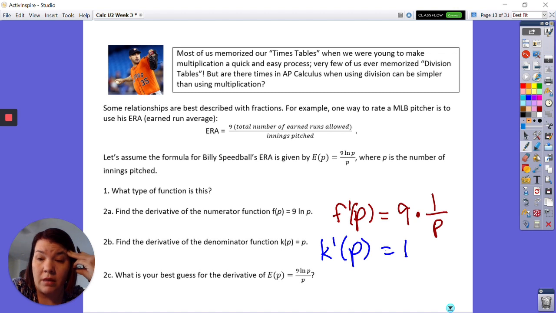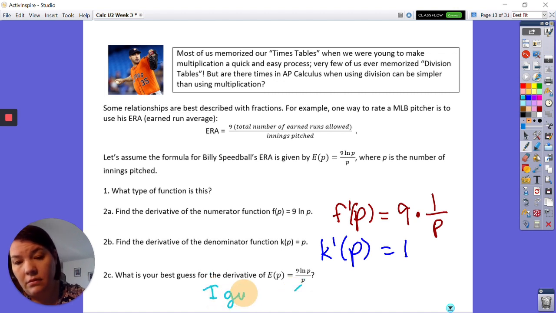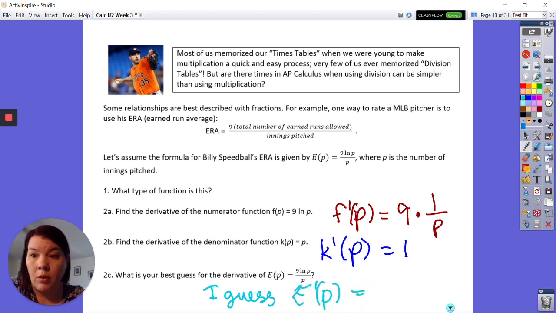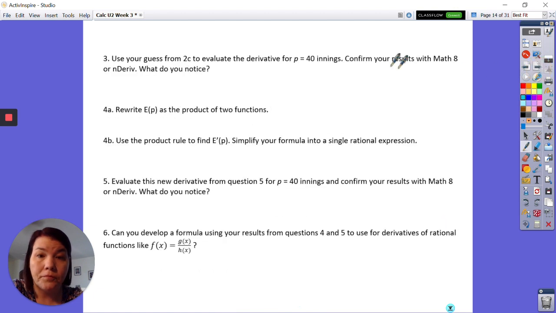I'm not going to tell you what I think, because of course I know the answer. Write down your best guess for E prime of P. This is your guess, so don't let me pressure you. Go ahead and pause the video and record your guess. All right, we're going to move on.